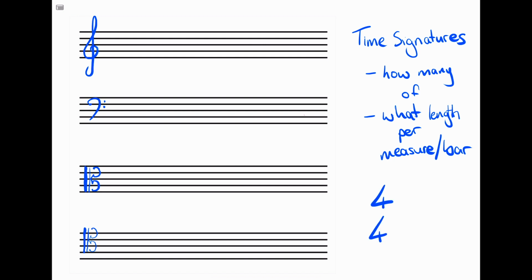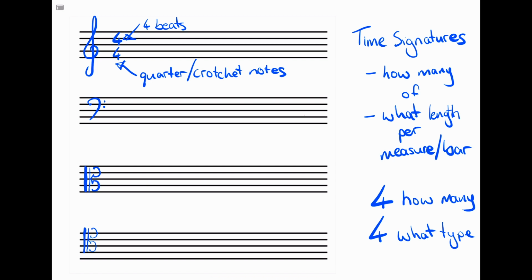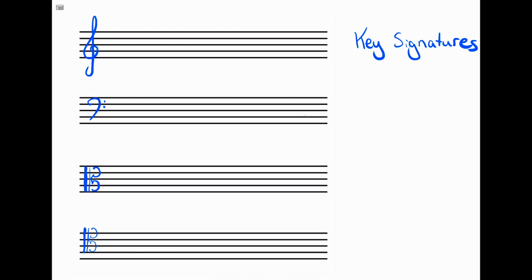The top number tells you how many beats or pulses there are in each bar, and the bottom number tells you what type of note, minim, crotchet or quaver, makes up 1 beat. For example, the time signature 4/4, also known as common time, is 4 quarter notes or crotchet beats per bar. Similarly, 3/8 is 3 eighth notes or quaver beats per bar. Key signatures signify what notes will be played as sharps or flats throughout the piece of music and identify what the key of the piece is.